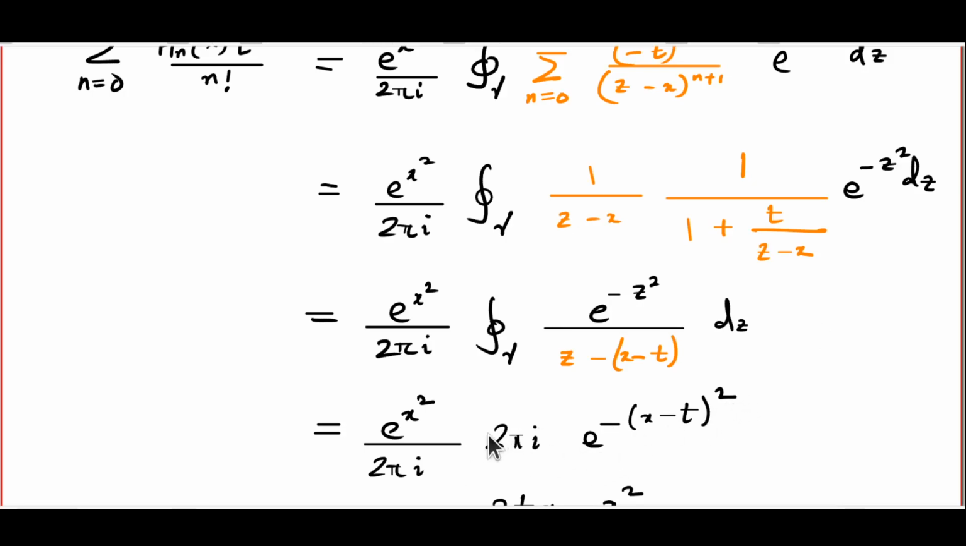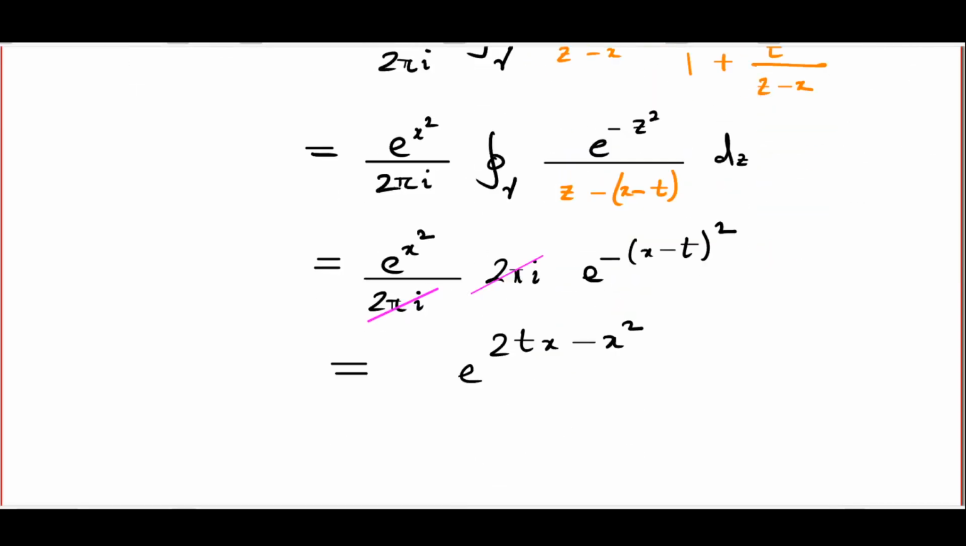Of course, the integral is 2 pi i times the residue, and that cancels out the 2 pi i here, and you are left with this sum as simply e to the power x square minus x minus t whole square. It is e to the power 2tx minus t square. So what we have seen is that the sum n equals 0 to infinity, Hn(x) t to the n by n factorial, is simply this function, which is of course our generating function for the Hermite polynomials.